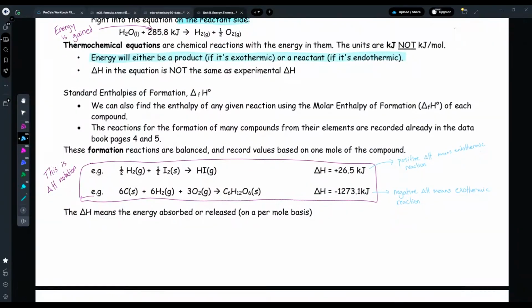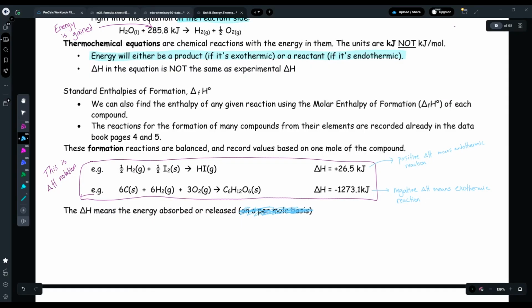The change in enthalpy just talks about energy being either absorbed or released. And we're just going to cross this last part off because if it was a per mole basis, that would be molar enthalpy. So make sure you cross that off.